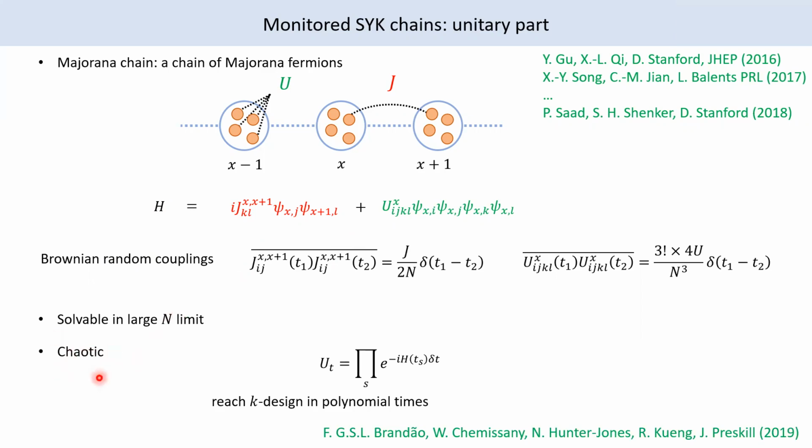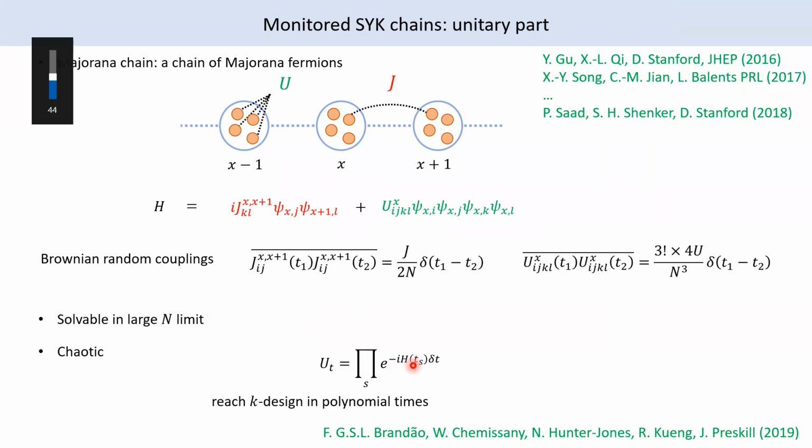The crucial property of this model we will use is that it is chaotic. If you look at the evolution operator that is generated by this Brownian Hamiltonian, this is an example because we have Brownian randomness.